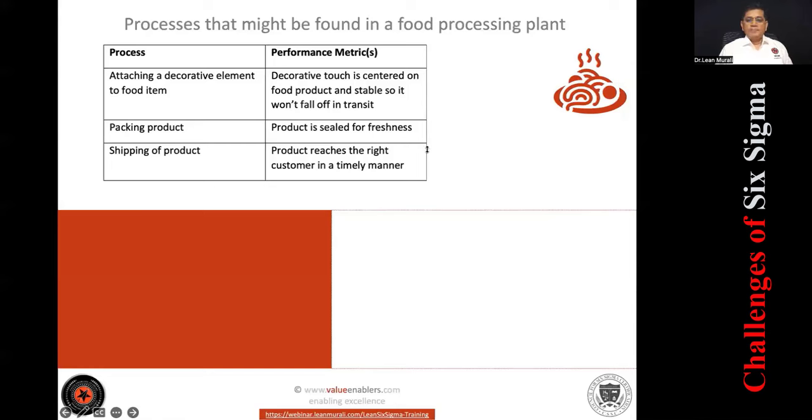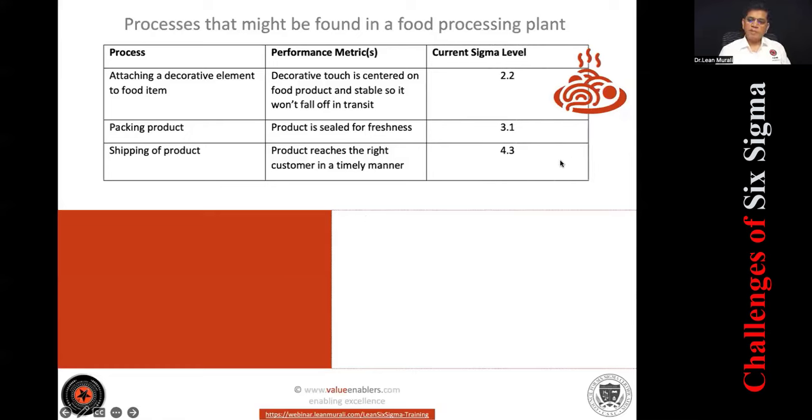Good. Now, let us see, for each of these processes, there will be a sigma level. Let us see that they have taken a measurement of each of these processes. The first process is 2.2 sigma level. The second process has got 3.1 sigma level. And the third process is 4.3 sigma level.